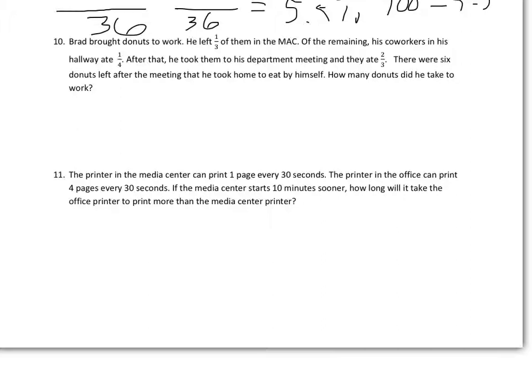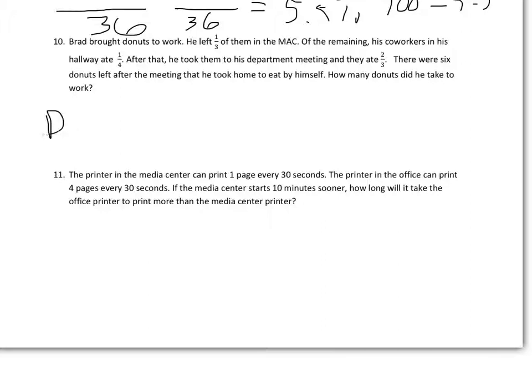Okay, so this one I guess is about me. Brad brought donuts to work. He left a third of them in the Mac. Of the remaining, his co-workers in the hallway ate 1/4. After that, he took them to his department meeting, and they ate 2/3. There were 6 donuts left after the meeting that he took home to eat by himself. How many donuts did he take to work?